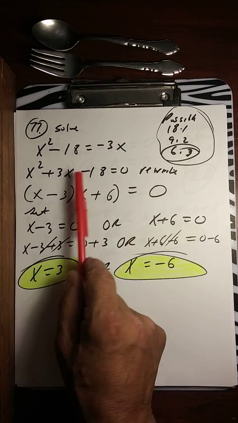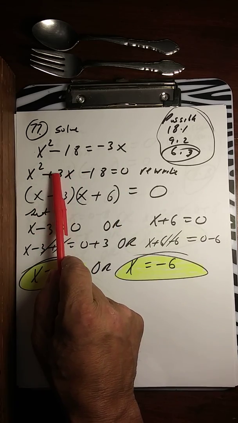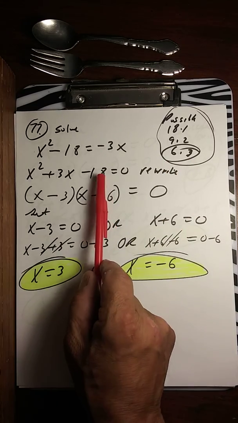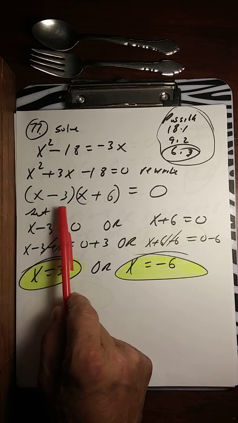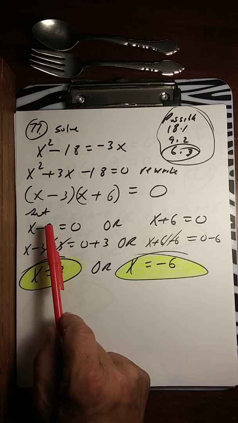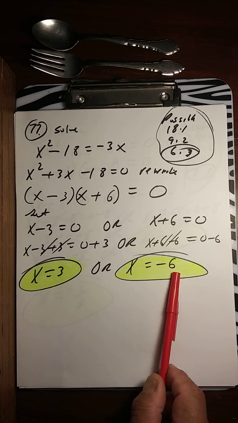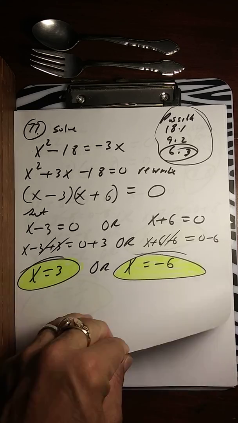Solve this. Let's rewrite it first. Bring this over here. X squared plus 3x minus 18. Let's write 6 and 3. 6 times that is negative 18. 6 minus 3 is 3. Yes. So that one equals 0, that one equals 0. So add 3, so x equals 3. Minus 6, so x equals negative 6.